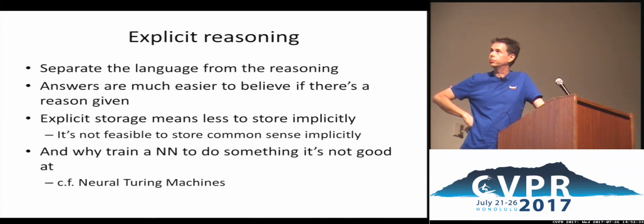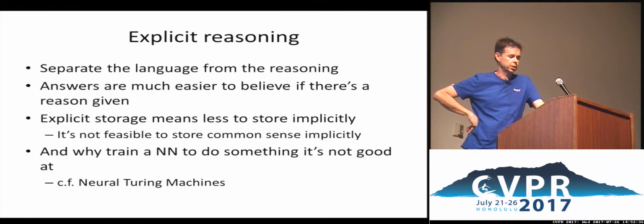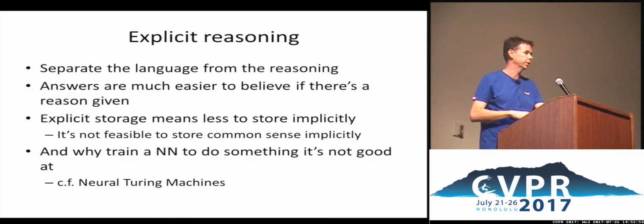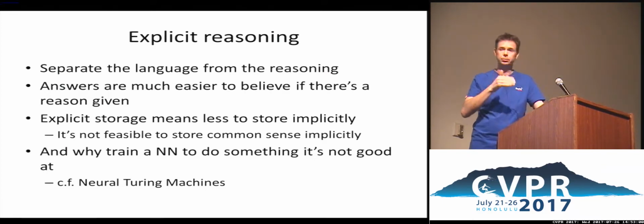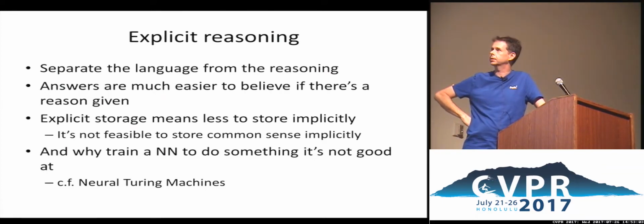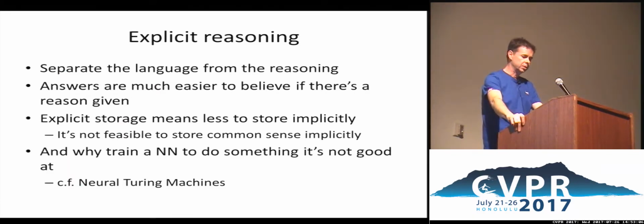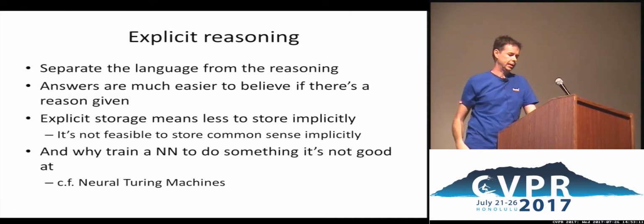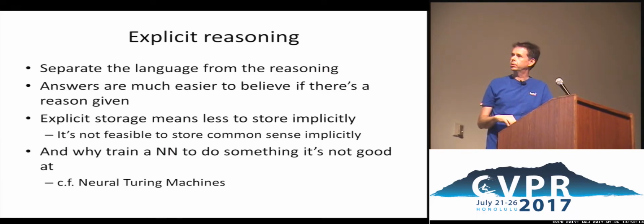And the other advantage of reasoning is that you can believe the answers much better if you're given an explicit reason. But it does mean that the reason has to relate to what's actually happened in the method, right? I personally think that your reasons have to relate to what actually happened in the method that gave you the answer. And storing stuff explicitly means that you don't have to store it implicitly, which scales as far as I'm concerned. And why train a neural network to do something it's not good at?